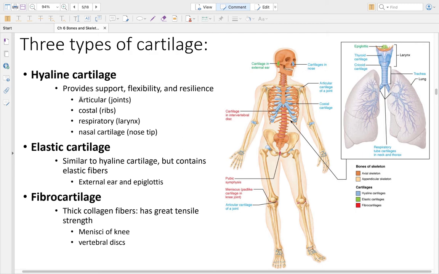This term articular, I want everyone to learn that and know that articular means joints. It's found in the costal area, aka the ribs. It's found in the respiratory system, specifically in the larynx, which is your voice box, and it makes up the nasal cartilage, which is technically our nose tip.